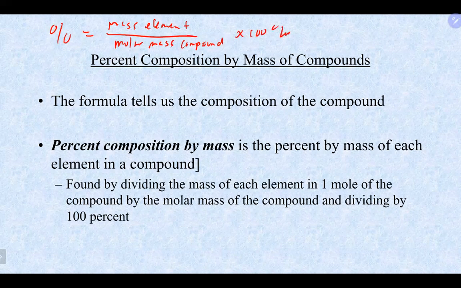So very similar to what you did the other day when you calculated the percentage of water in your formula. You got the molar mass of just the water, you divided by the molar mass of the entire compound, and you times it by 100. So very simple here. That's basically what you do. Take the mass of each individual element divided by the mass of the whole thing, times 100.